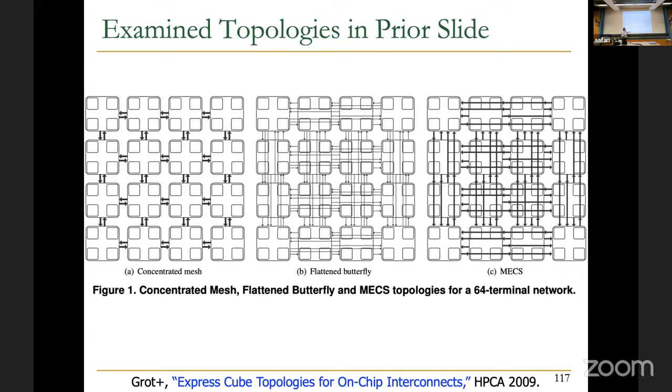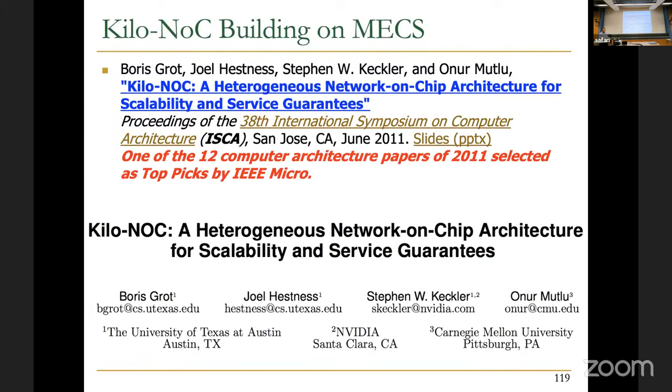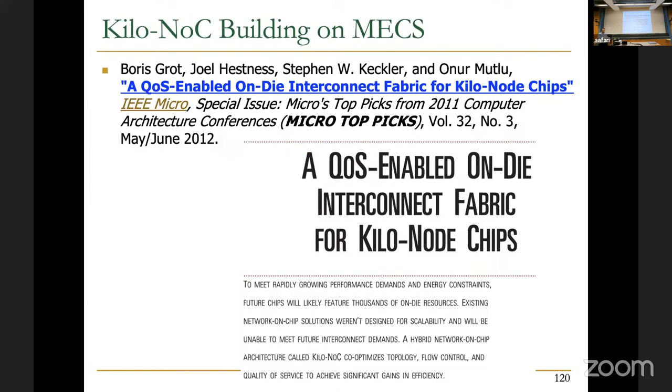This is a flattened butterfly, which is the implementation of butterfly in a 2D architecture. I'm not going over it. Another one is the MECS topology, which we haven't covered either. If you are interested, you can check these multi-drop express channels, which have been discussed in this paper. This is also Kilo-NOC, building on them: a heterogeneous network on chip architecture for scalability and service guarantees. It's also quite interesting on how you can provide a service guarantee, like QoS, in the interconnect fabric for kilo-node chips, when you have thousands of nodes in your network on chip.